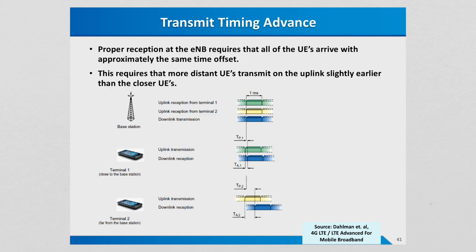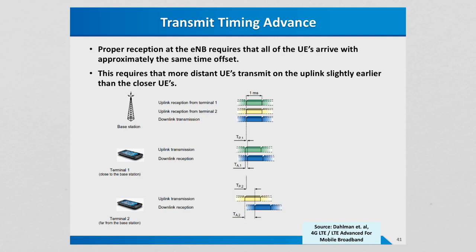So finally, there's another detail I wanted to share with you, and that's this idea of transmit timing advance. With an OFDM or an SCFDMA uplink transmission, you've got to make sure that the signals all arrive at the base station with the same relative time offset. So if you have two terminals that are transmitting in a cell at the same time, you better make sure that their signals arrive at the same time at the base station, or else their transmissions won't be orthogonal, and hence they'll interfere with one another.